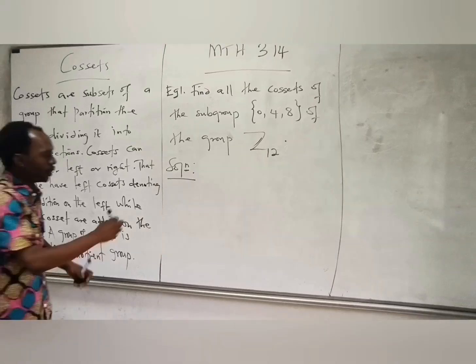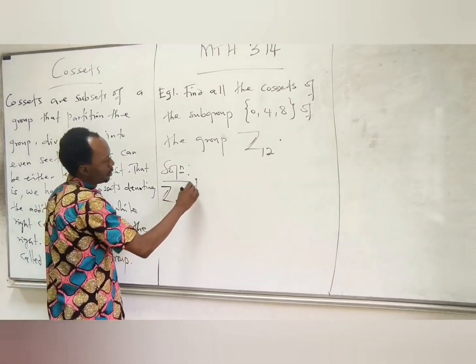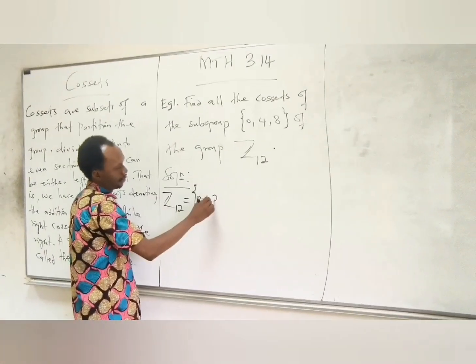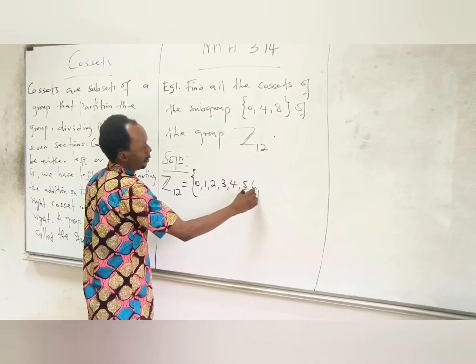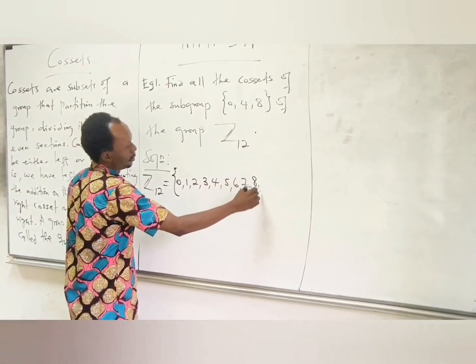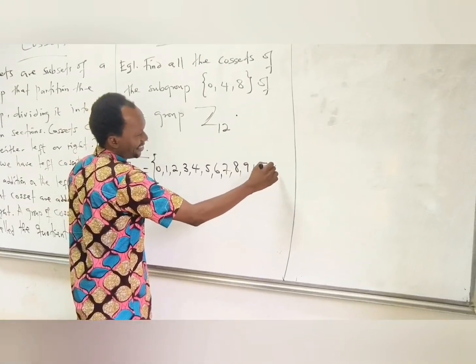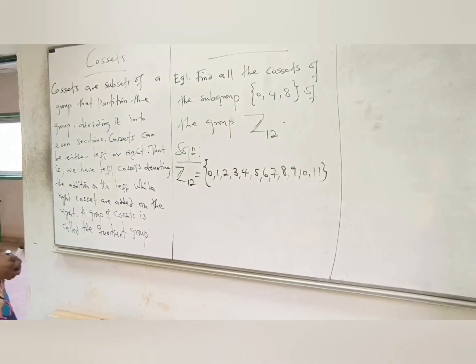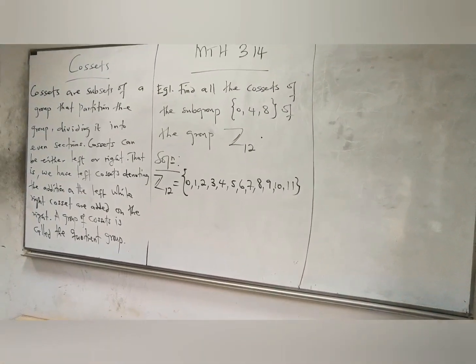Okay. So let's see. What is Z12? Who can list the elements of Z12 for us? 0, 1, 2, 3, 4, 5, 6, 7, 8, 9, 10, 11. Is that all? That's all. Okay, thank you. So this is the group Z12.